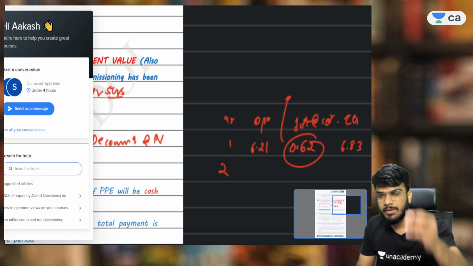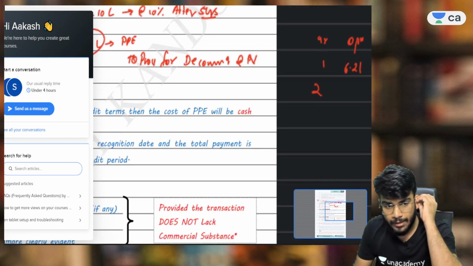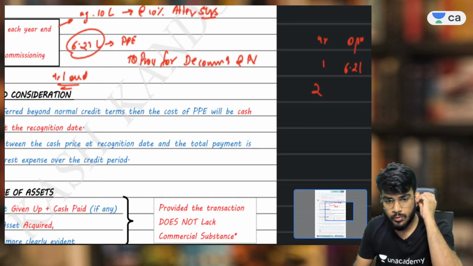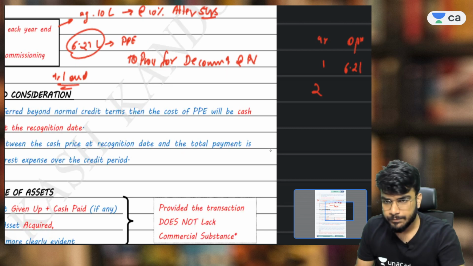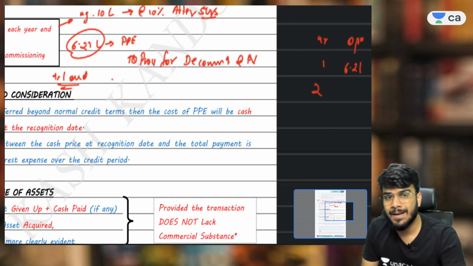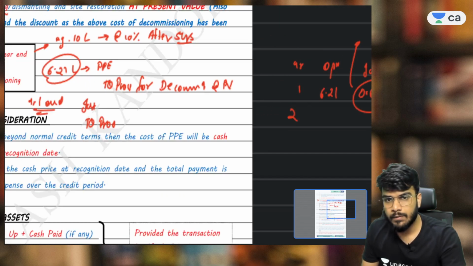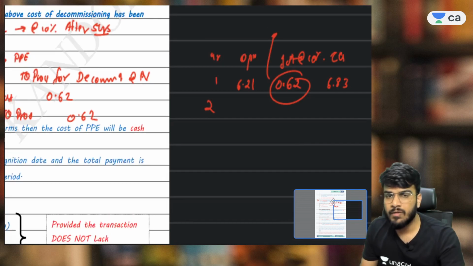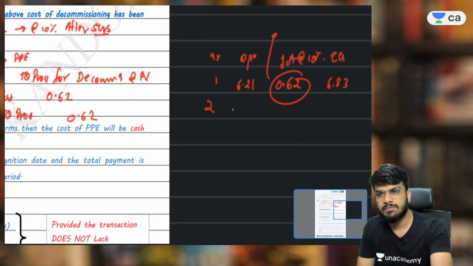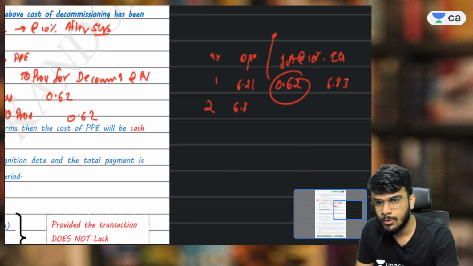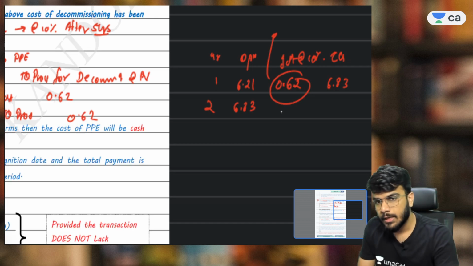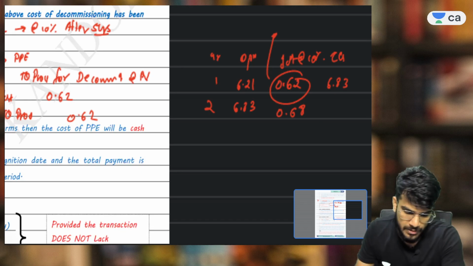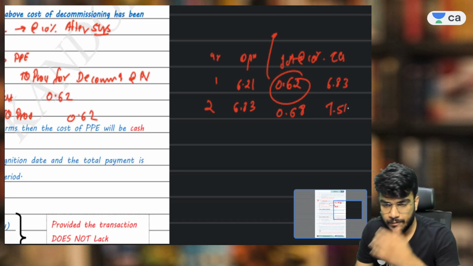Unwinding is a process of bringing the present value towards the future value, right? So you will record that unwinding. How will you pass the entry? It will be interest to provision. The amount will be 0.62. Let's say, how will we calculate the unwinding expense for year 2? Let's say this closing becomes the opening for next year. The interest will be 0.68 in this case. So plus 10%, if you do, it will be 7.51.